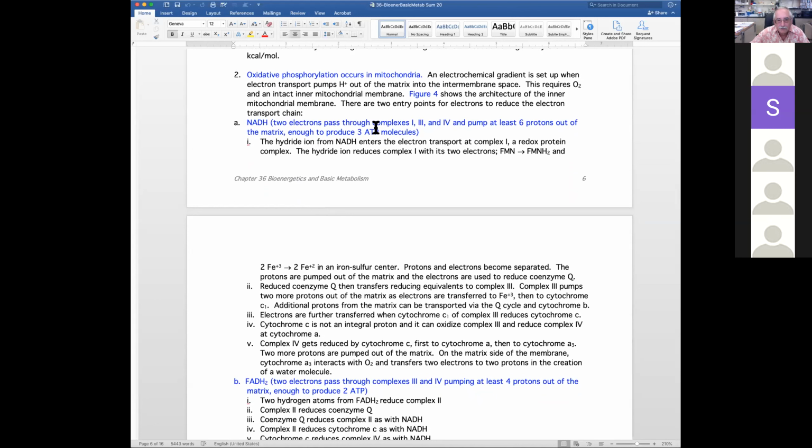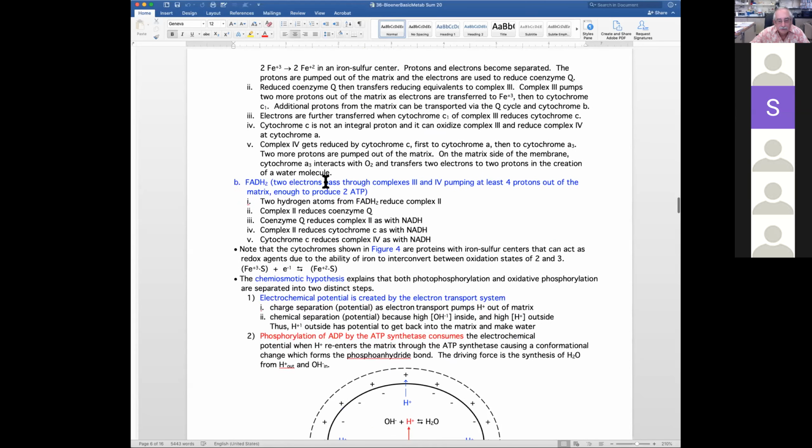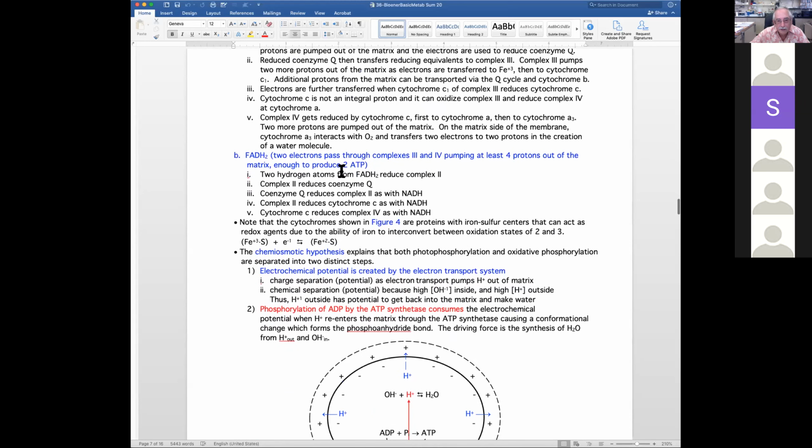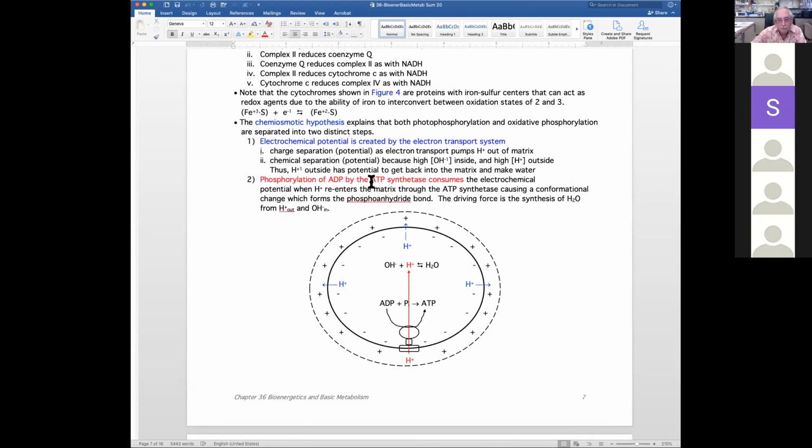So NADH reduces the electron transport system at complex 1. FADH2 reduces the electron transport system at complex 2. When you do that, you only make 2 ATPs. And so then we have the cytochromes, and then the chemiosmotic hypothesis. So electrochemical potential is created by the electron transport system. So you're pumping protons out as those electrons that came from NADH and FADH2 are reducing the electron transport system.